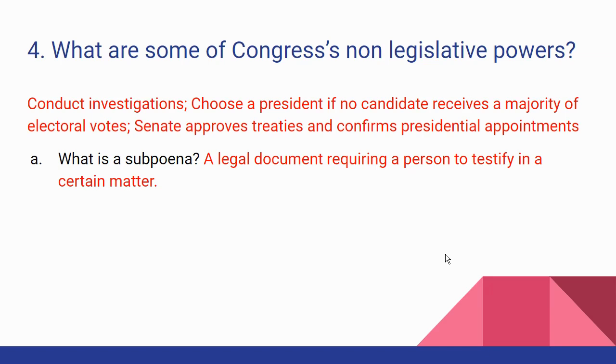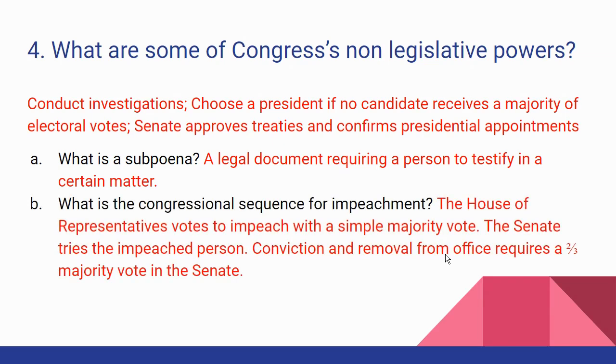What is the congressional sequence for impeachment? Now, impeachment and removal is another very important power of Congress. It's one that generally, historically, has not been used very often. But what you need to understand is that when someone is impeached, that does not mean they are removed from office. That does not mean they lose their power or their authority. Impeachment is simply when the House of Representatives votes to file charges on them. And basically, it brings up charges for some issue, okay?